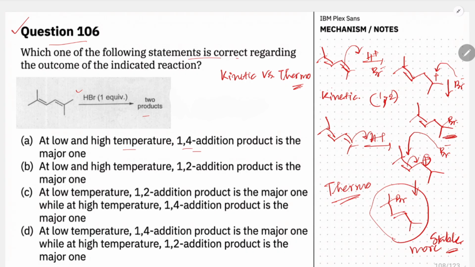So according to me, at low temperature the kinetic product will be favored, and at high temperature the thermodynamic product will be favored. This is high temperature, this is low temperature. So 1,2 addition at low temperature, 1,4 at high temperature. 1,2 addition, option C is correct. Now let's go to the next question.